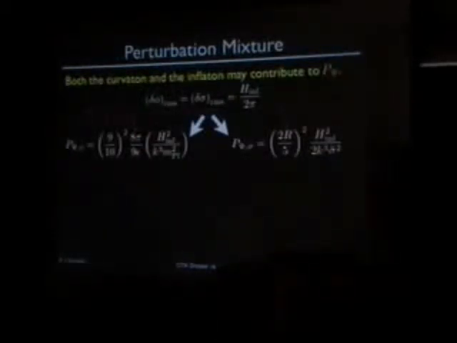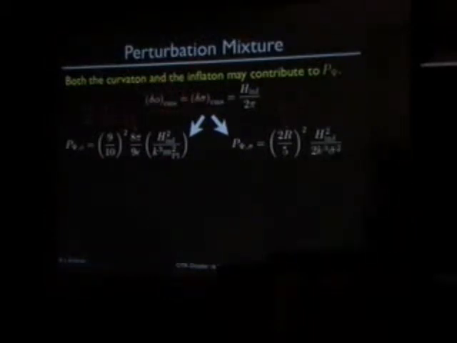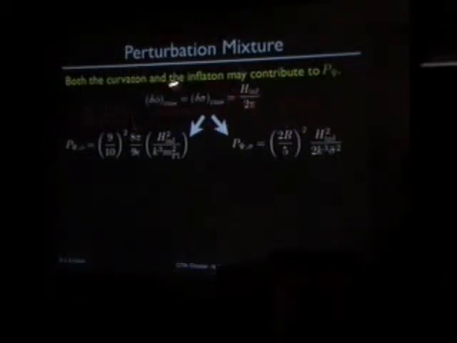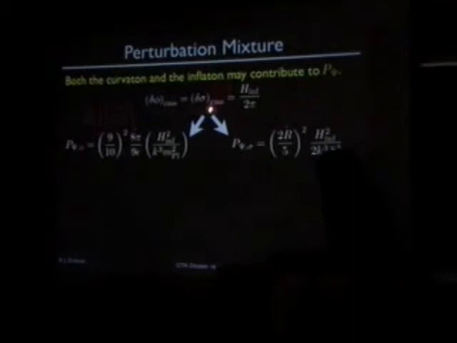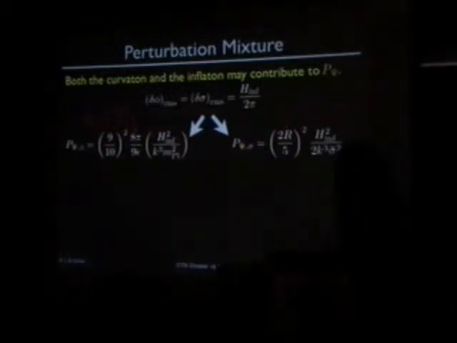Another free parameter we're going to put into this model. Remember that both the curvaton and the inflaton may contribute to the power spectrum. Root mean square fluctuations from quantum fluctuations are put both in the inflaton and the curvaton fields at the same magnitude. Now those quantum fluctuations become potential fluctuations in two different ways. The inflaton is different because it's dominating the energy density, so you end up with a different formula.